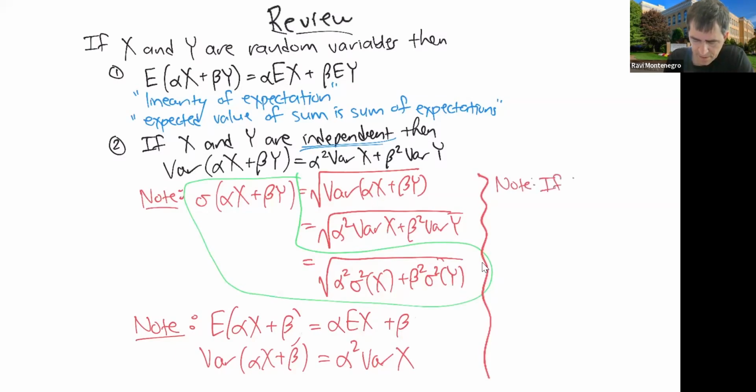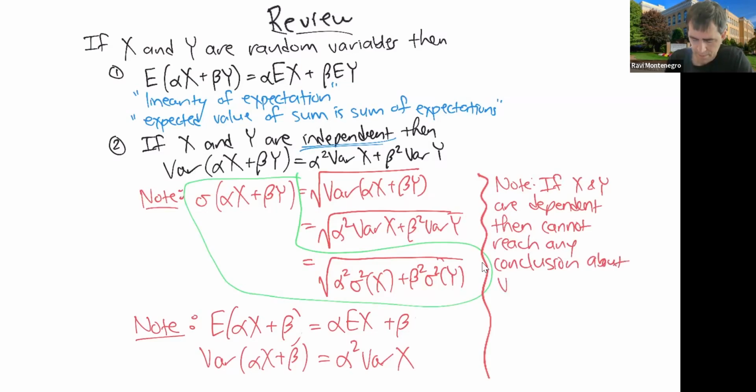So if X and Y are dependent, nothing is known. So we cannot say anything about variance. Now with expectation, that's fine. That's one of the nice things, that the expectation formula works even if they're dependent. It's only variance that does funny things.